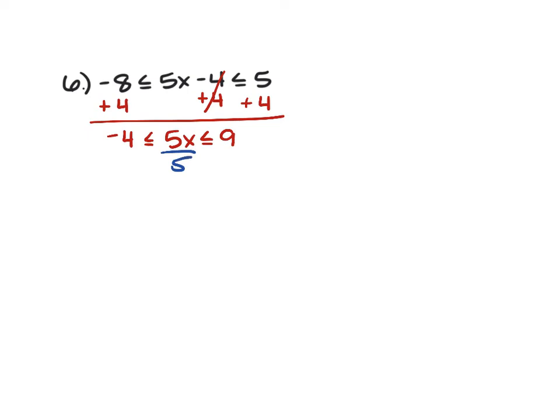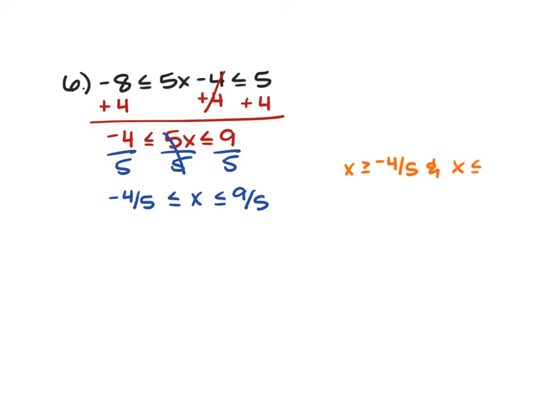From here, we divide each part by 5 to get x by itself. So -4/5 is less than or equal to x, which is less than or equal to 9/5. Now again, if you want to make things easier for yourself to graph this, we can rewrite it as 2 inequalities. It would just be x is greater than or equal to -4/5, and x is less than or equal to 9/5, which is 1 4/5.